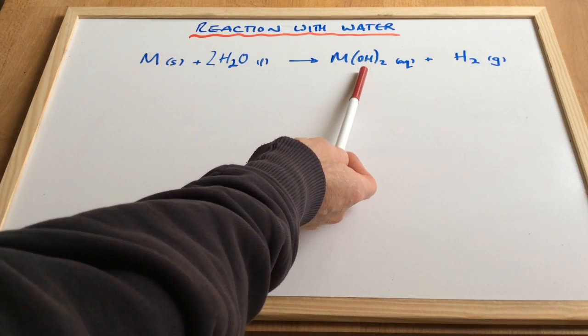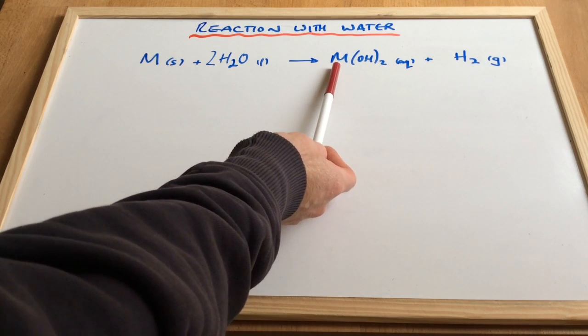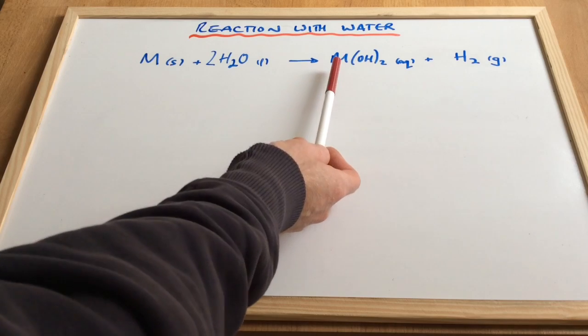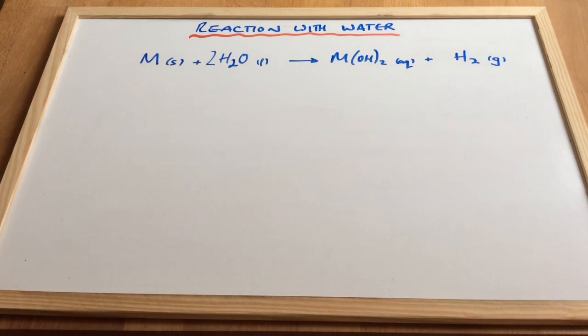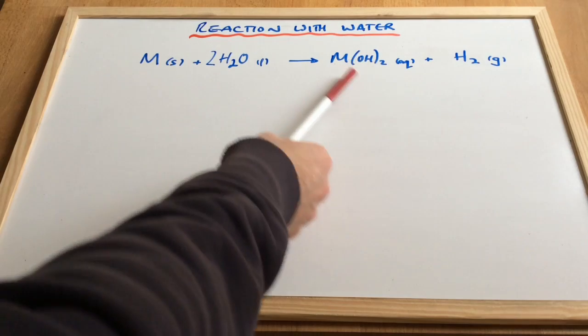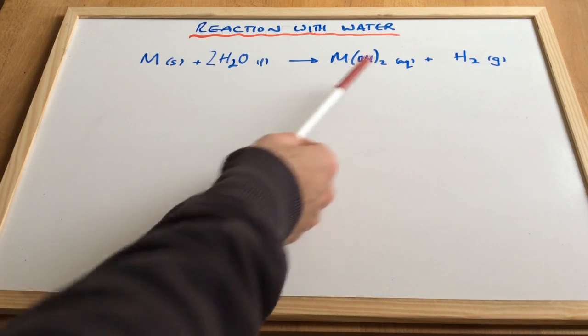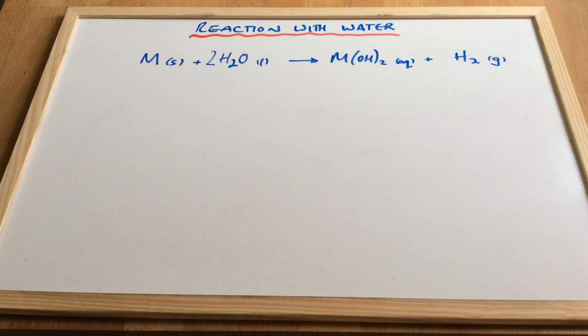Remember, the hydroxide ion has a 1- charge, so you need 2 of these for every one of these M2+ ions, and we also get hydrogen gas. So in terms of observations, what would you see? Well, you would see the solid metal dissolving because we're getting this aqueous solution formed, and you'd also see fizzing due to the production of gas in the liquid.